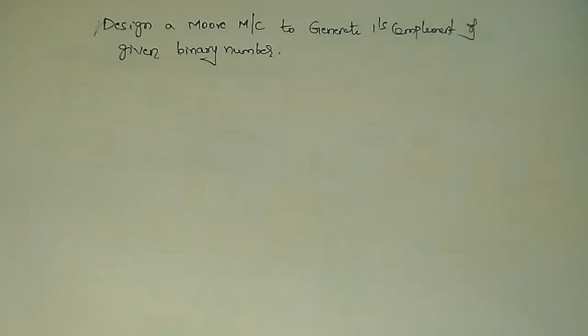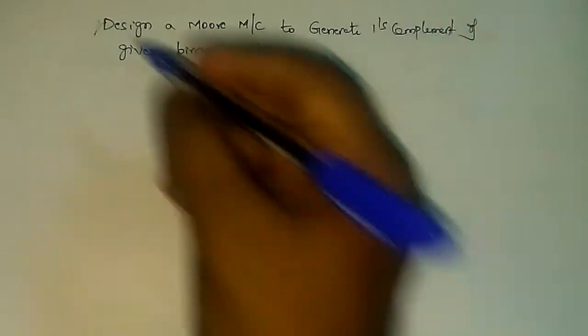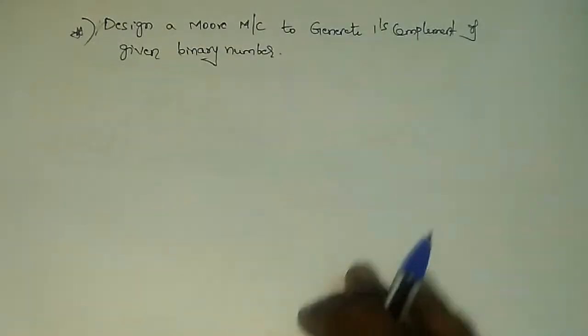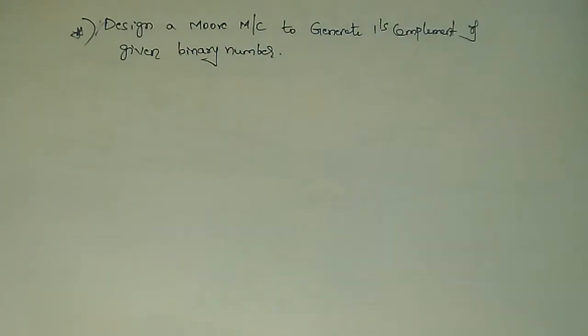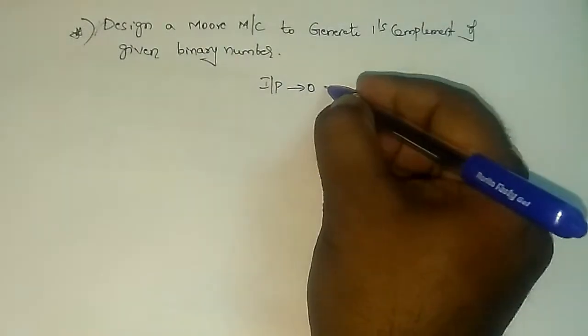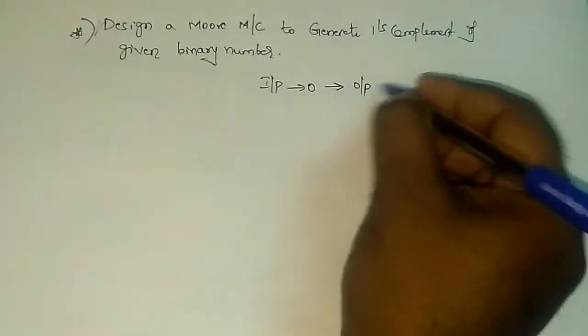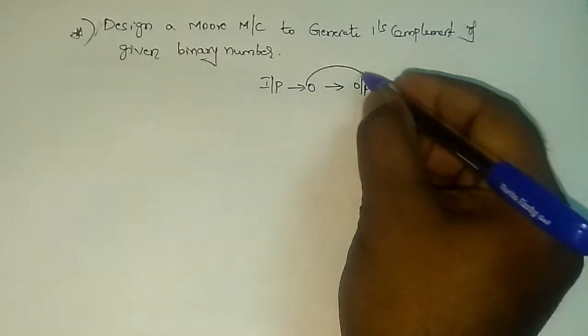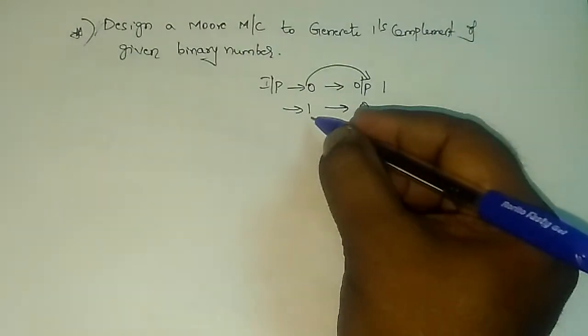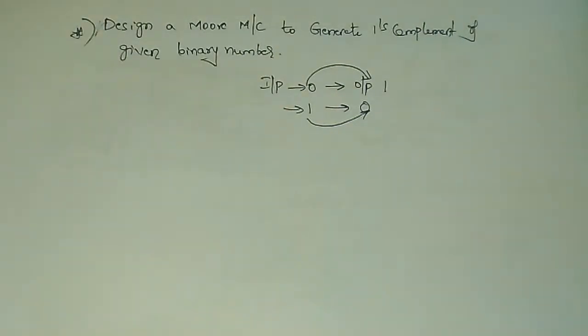So let us discuss an example on the Mealy Machine. The question is, this is an important question. Design a Mealy Machine to generate the ones complement of a given binary number. First we need to think about the logic. So what is ones complement here? If your input is 0, then your output should be 1, because the complement of 0 is 1. If your input is 1, then your output should be 0, because the complement of 1 is 0. The logic is very simple here.